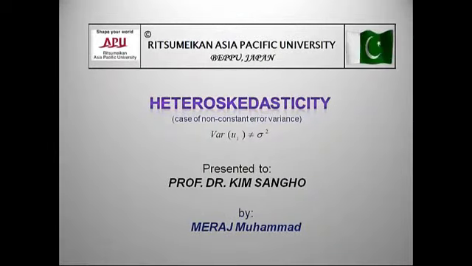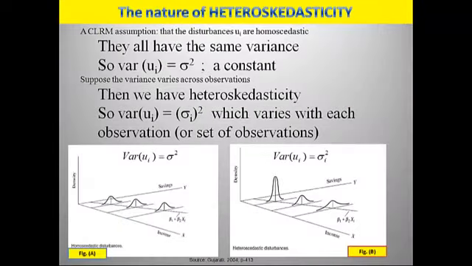Today, the topic of our discussion is heteroskedasticity, the case of non-constant error variance, where the variance of ui is not equal to sigma square. So let's see what the nature of heteroskedasticity is. According to the classical linear regression model assumption, the disturbances ui are homoscedastic. It means they all have the same variance. So the variance of ui should be equal to sigma square, a constant.